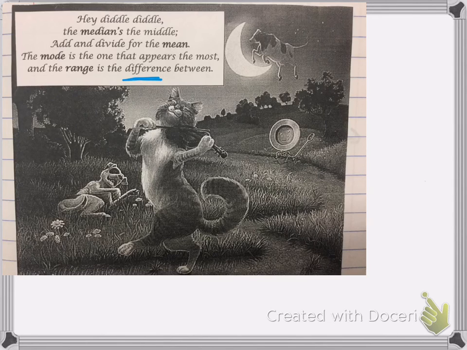Okay, so again, it's hey diddle diddle, the median's in the middle. Add and divide for the mean. The mode is the one that appears the most, and the range is the difference between. Okay? That might help you remember what is what for mean, median, mode, and range.